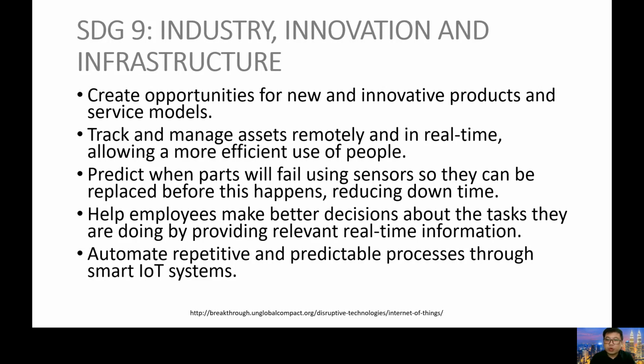It needs a lot of innovative solutions, ideas from the floor, that enable IoT to be used to improve something. IoT is able to track and manage assets remotely and in real time, allowing a more efficient use of people for a better quality of lifestyle, and predict when parts will fail using sensors so they can be replaced before this happens, reducing the downtime as well. And it will help employees make better decisions about the tasks they are doing by providing relevant real-time information, as well as automate repetitive and predictable processes through smart IoT systems.